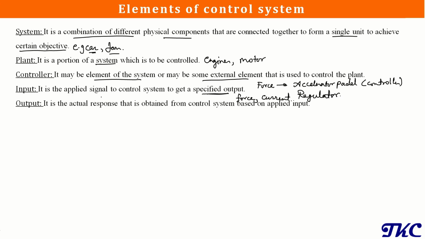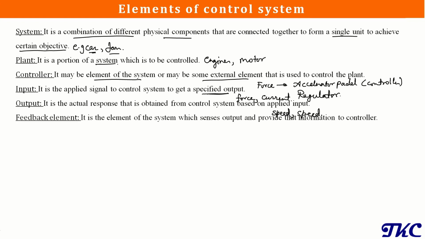Next we have output. It is the actual response that is obtained from the control system based on how much input we apply. In the case of the car, the output will be the speed of the car that we are able to achieve based on the amount of force that we are applying. And in case of the fan, again it will be the speed based on the current that we are applying.